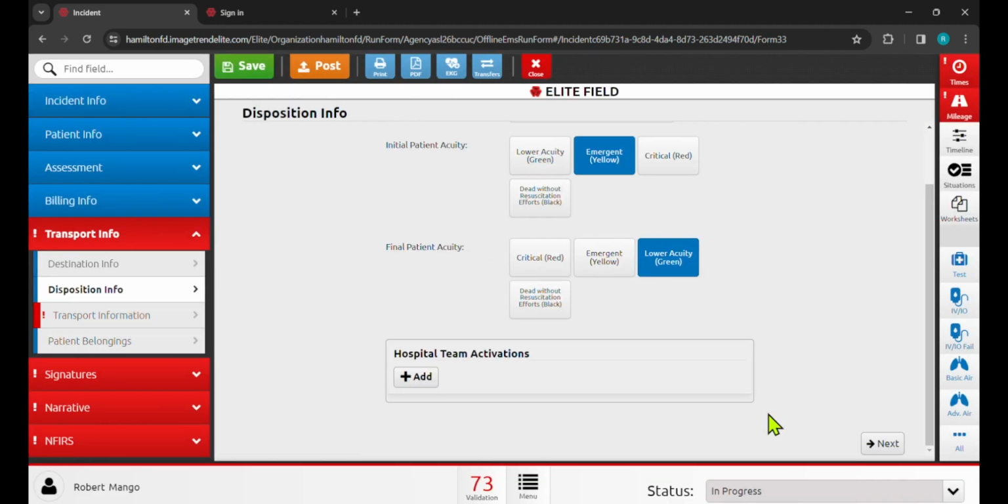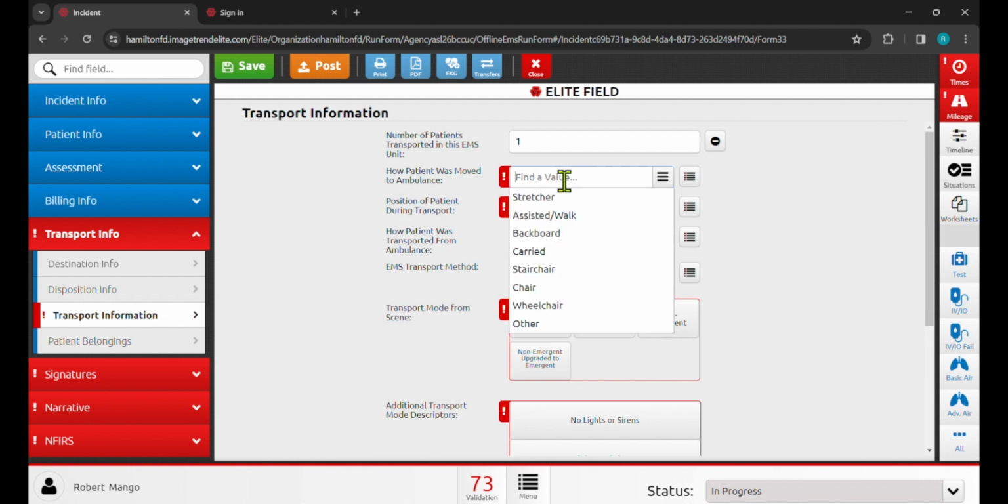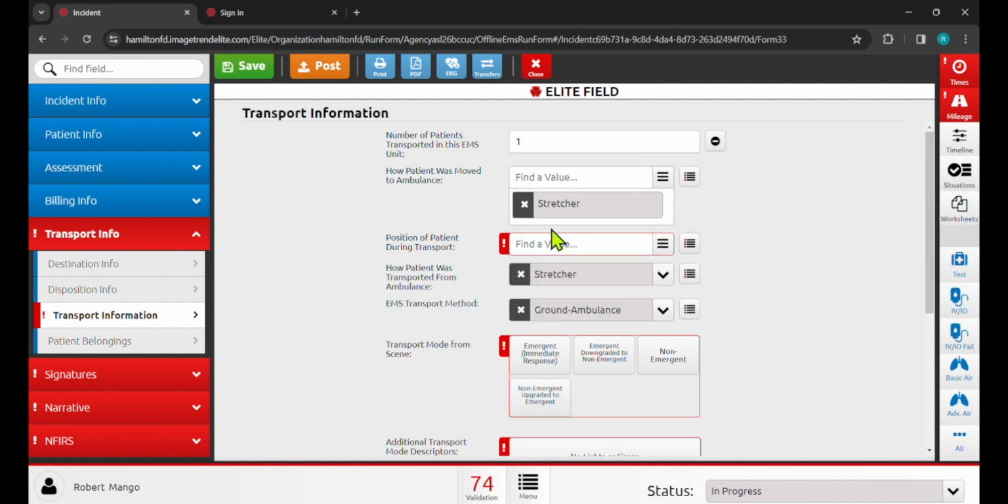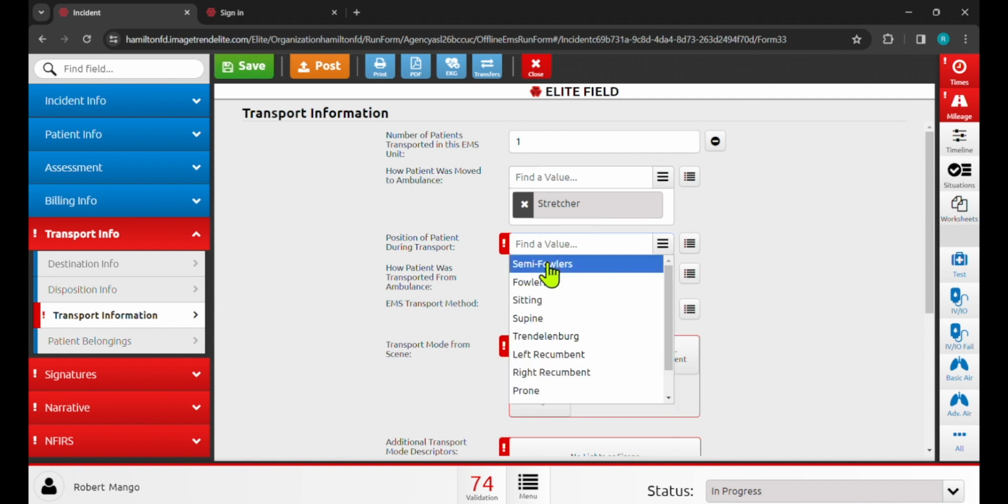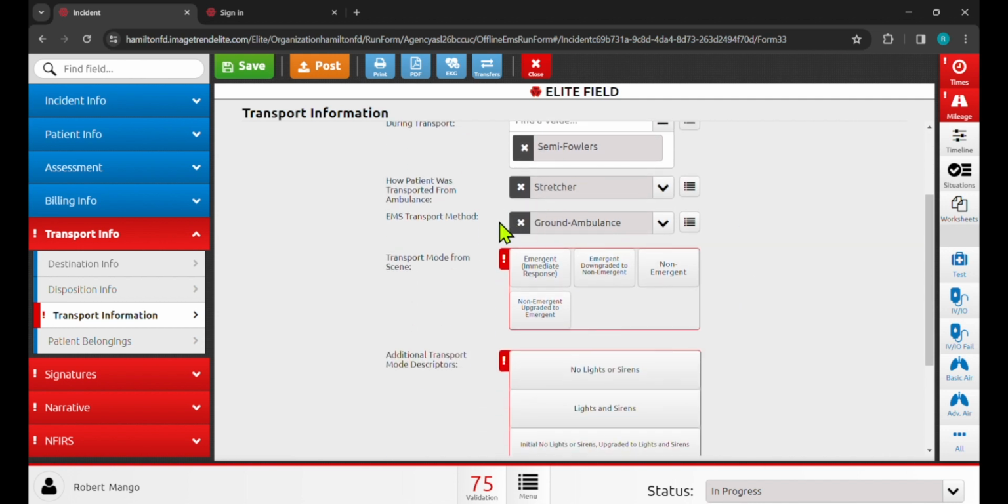Okay. Next. Transport information. Again, I do believe NEMSIS. I think I've seen these questions on every EMS software I've ever used. How do we move them to the ambulance? Stretcher. How are they seated? Most of the time we're semi-Fowler's, right? Sitting up. We do not need people to walk into the hospital, so they get taken in on the stretcher. That's pre-populated for you. Now, if they get up and say, I'm walking in, obviously you can change that.